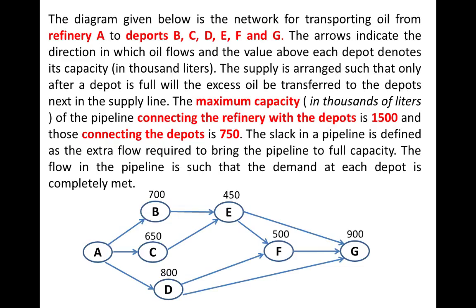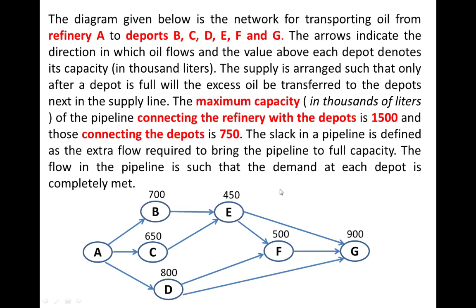The maximum capacity in 1000 liters of the pipeline connecting the refinery with the depots is 1500 and those connecting the depots is 750. The slack in a pipeline is defined as the extra flow required to bring the pipeline to full capacity. The flow in the pipeline is such that the demand at each depot is completely met.